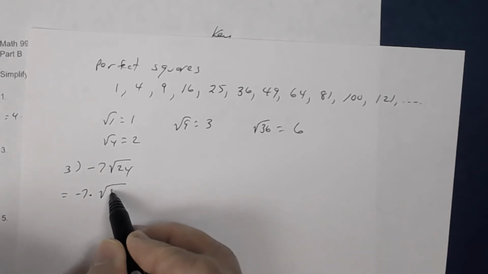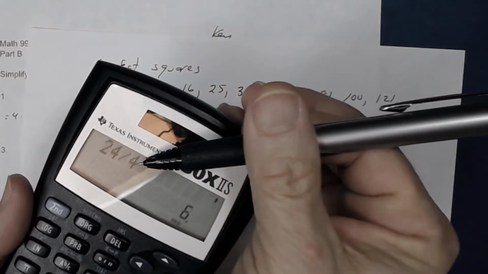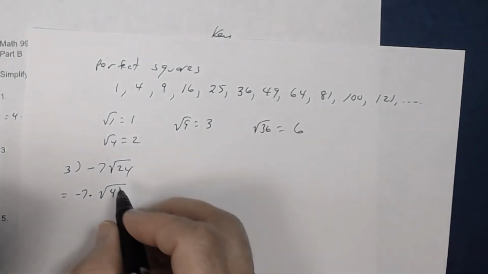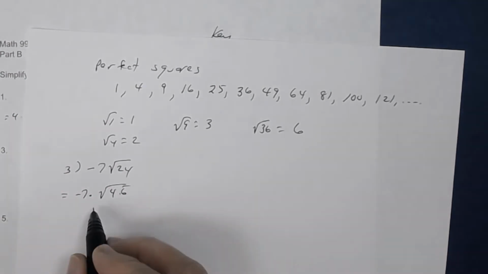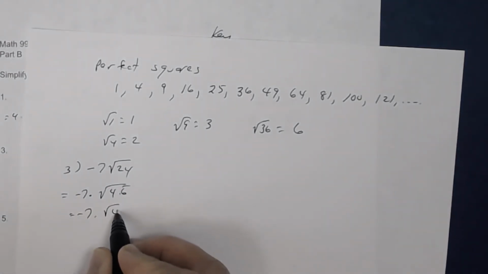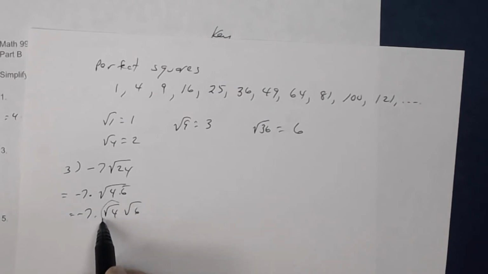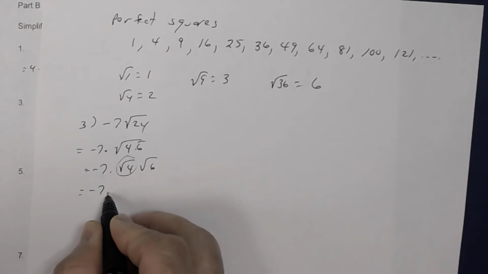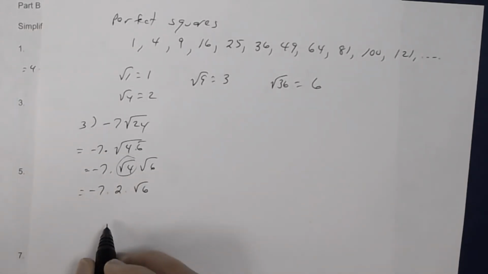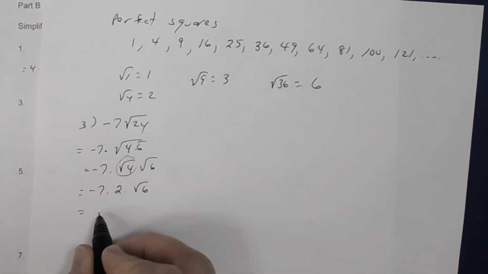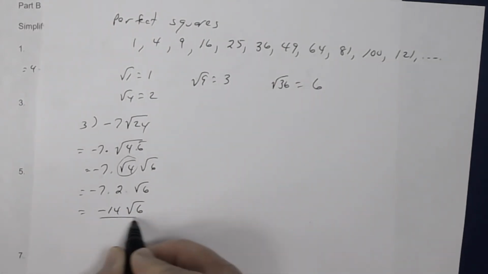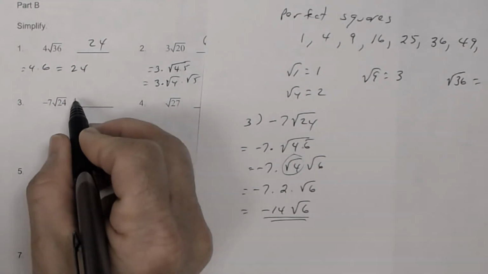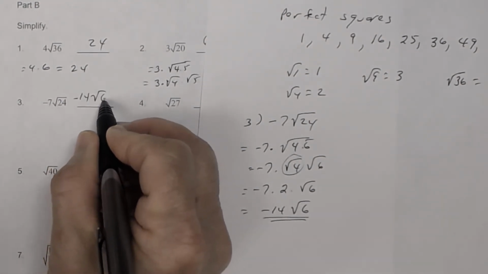So that's the square root of 4 times 6, since 4 times 6 is 24. And then rewrite this as -7 times the square root of 4 times the square root of 6. And then you can simplify the square root of 4, because the square root of 4 is 2. So I get -7 times 2 times the square root of 6, and that becomes -14 square root of 6. Okay? That's number 3. So number 3 is -14 square root of 6.